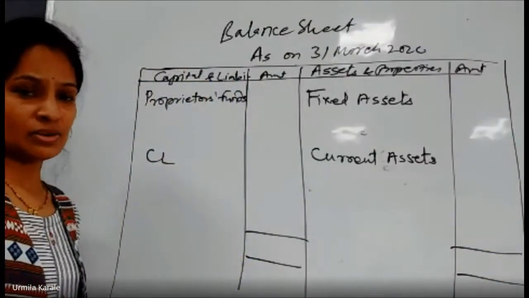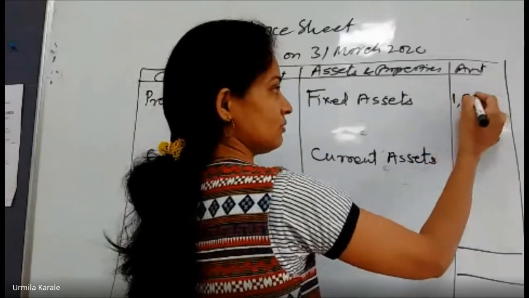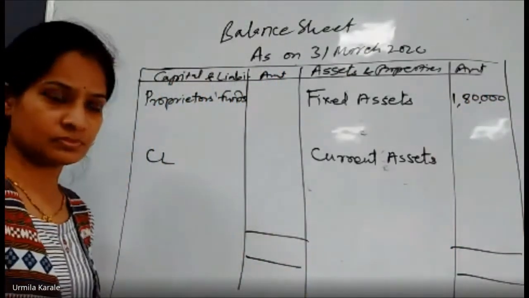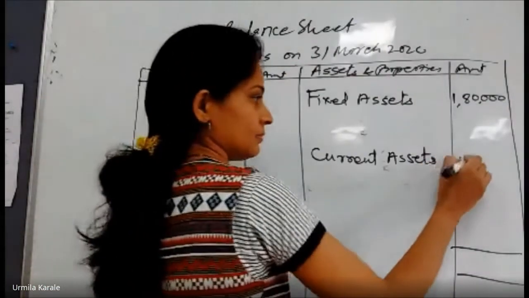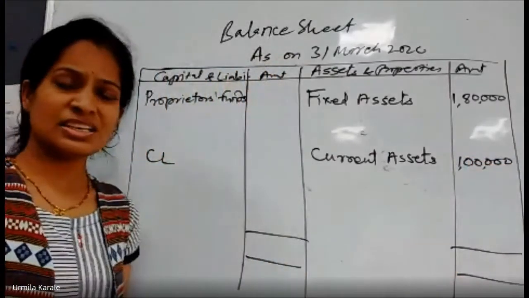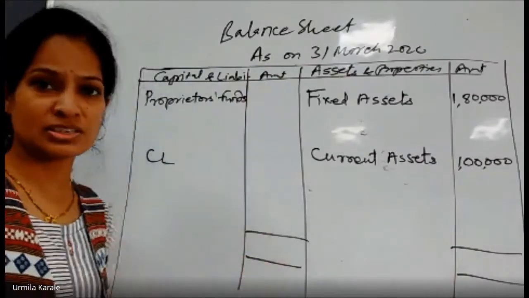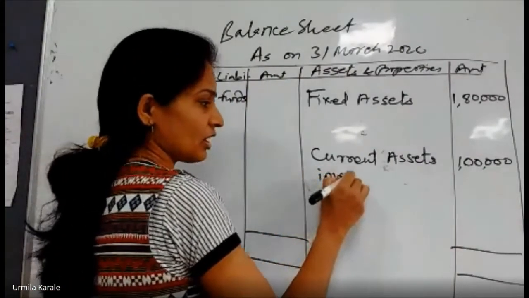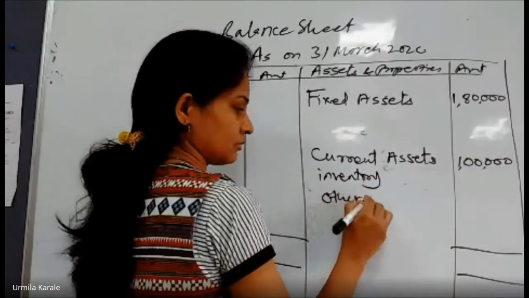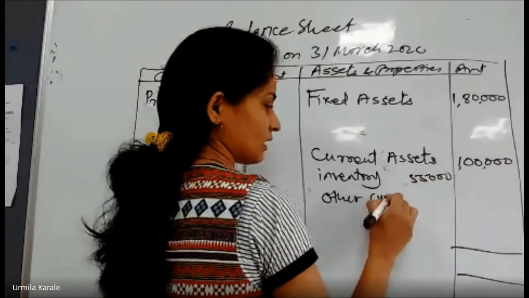Now, what all things have we got? Fixed assets, how much is it? 1,80,000. Current assets, 1 lakh. Now see, in current assets, you have found out inventory separately also. So that also we have to mention here. So I'm just writing here inventory. How much was it? 55,000. Okay. And other current assets.